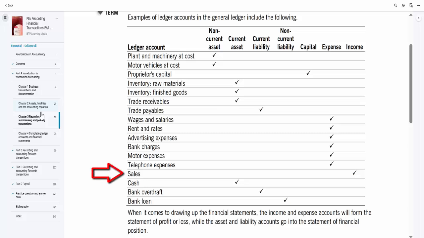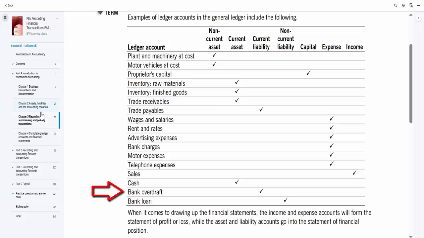Revenue from sales or services. 14. Sales: revenue earned from selling goods or services, recorded under income because it increases the business's earnings. 15. Cash refers to physical money or money in the business's bank account. A current asset because it's immediately available for use.